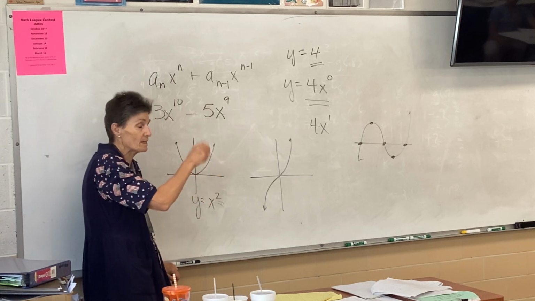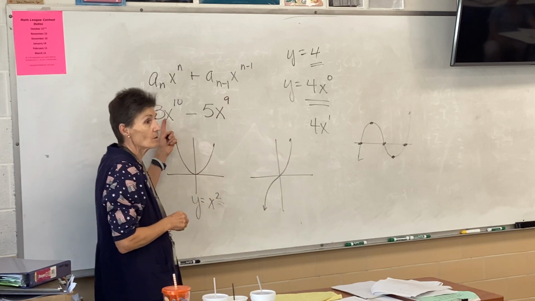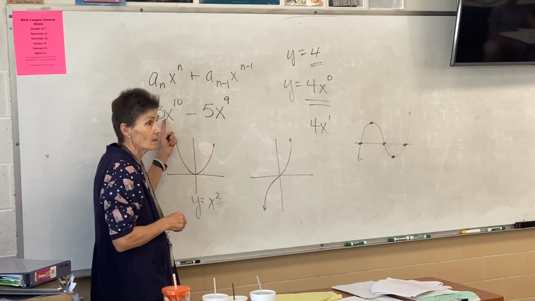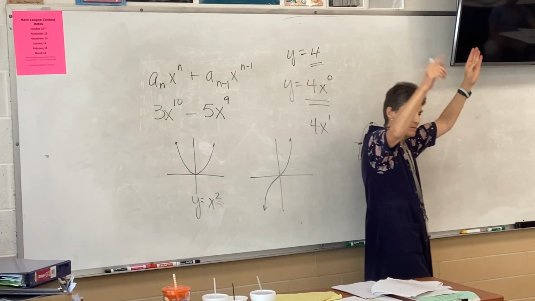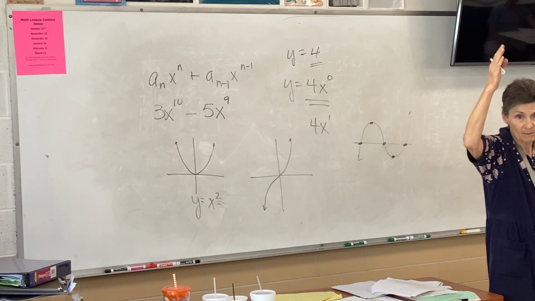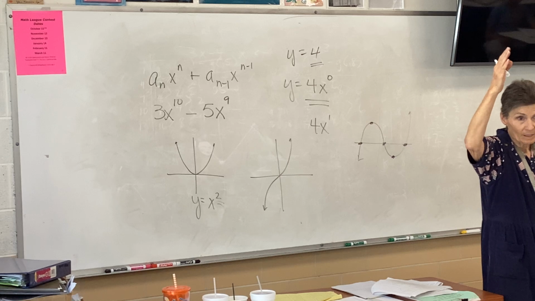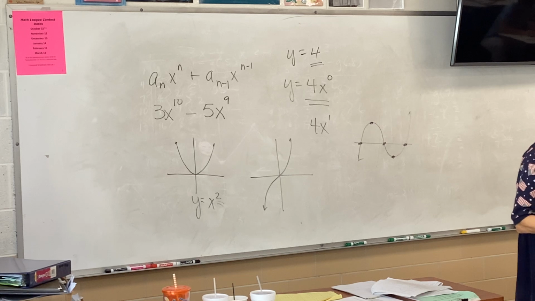So x to the 4th, x to the 6th, x to the 10th. All those start and end in the same direction. Well, if they start and end up, then somewhere in between them, there's going to have to be an absolute minimum. If it's down, then somewhere in between them, there has to be an absolute maximum.